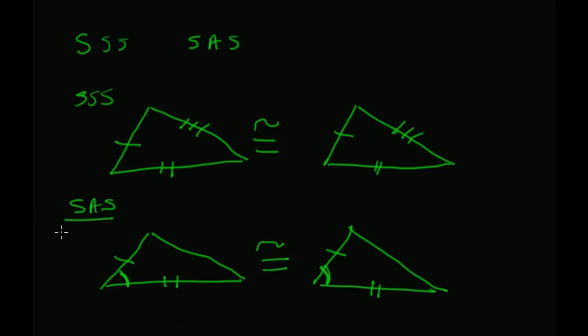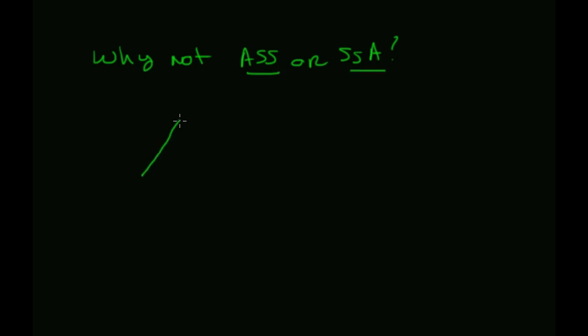Now you have to be cautious with SAS, because 2 things you have to recognize is that ASS and SSA, when the angle is not included inside the 2 sides, will not work. So let's give an example as to why that is. Okay, so why not ASS or SSA? Sometimes I call this AS and AS backwards, so we need to know why not these.